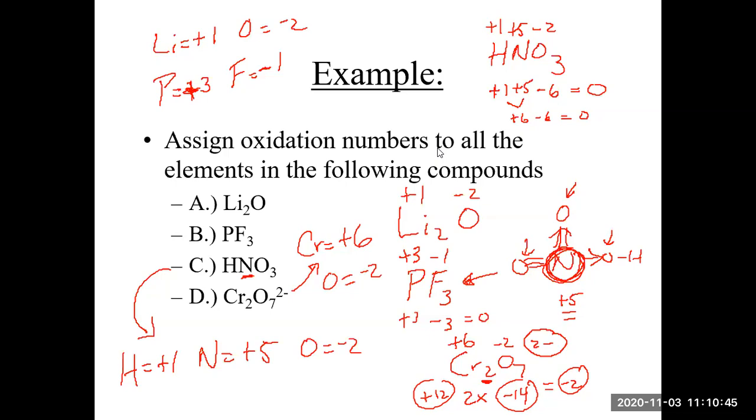Any questions on how to assign oxidation numbers or states?